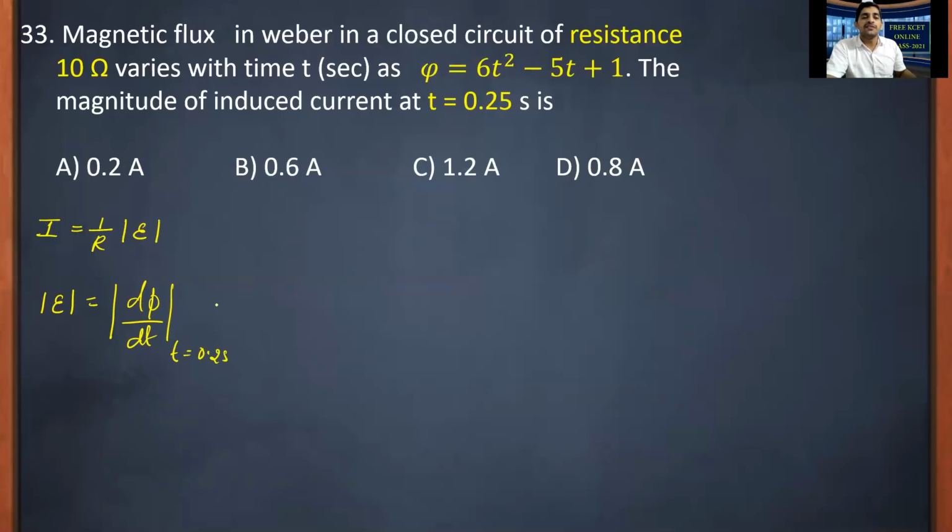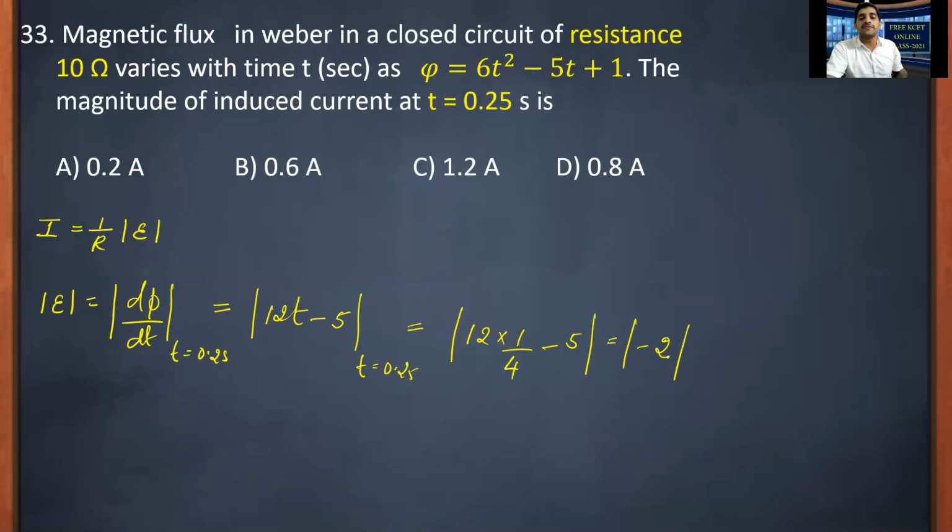So if you differentiate this phi, what you'll get? You'll get the magnitude of 12t minus 5, at t equal to 0.25 seconds. So you substitute 12 into 0.25 for the easier calculation. I will substitute as 3 minus 5. So it becomes the magnitude of minus 2. So 4 threes are 12, 3 minus 5 is minus 2. So magnitude will come to 2. So it will be 2 volt.